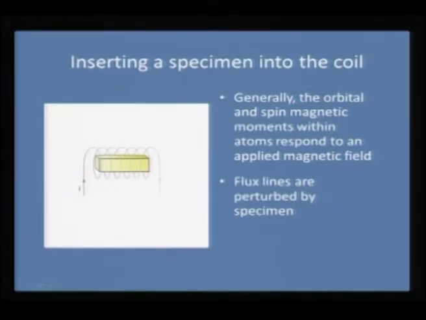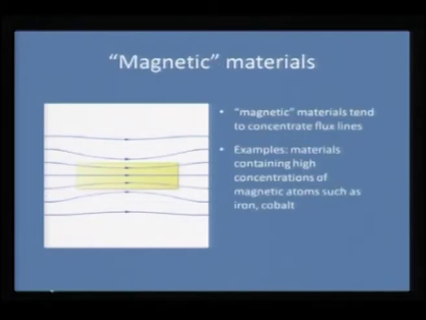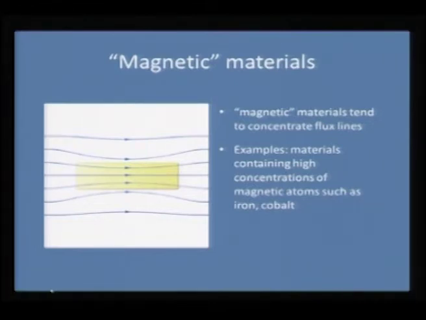So, how the flux is either led to pass through the material or it repels the flux determines what sort of material you have. For example, if you have a material which does not have any magnetic response, then you simply see the flux passing through the material, and therefore, the flux lines are not perturbed. But if the material has a considerable magnetic moment, then it tends to concentrate the flux lines. For example, materials containing high concentration of magnetic atoms like iron and cobalt, you would see that it is actually putting force on the flux lines.